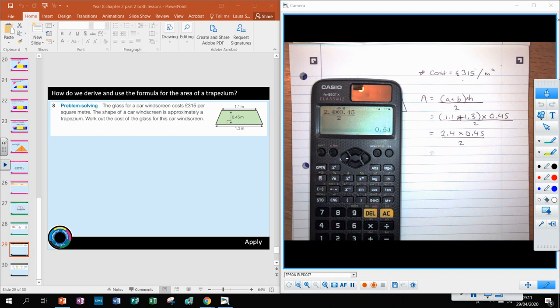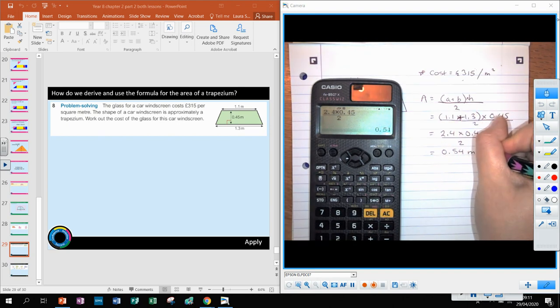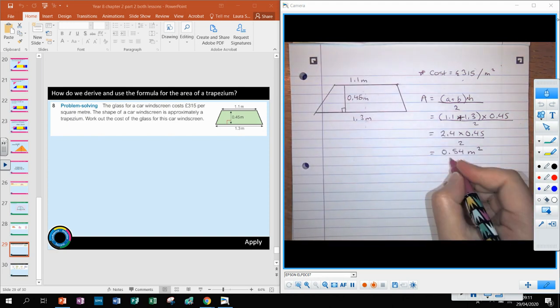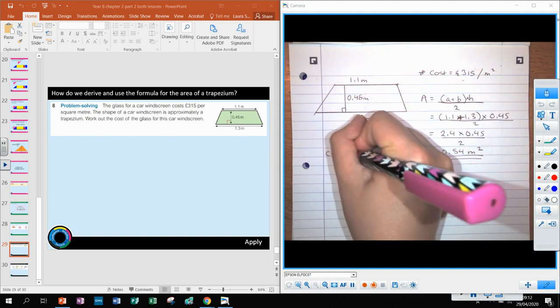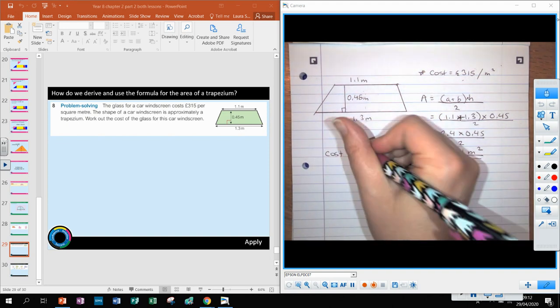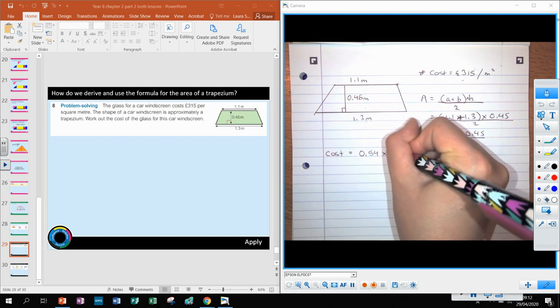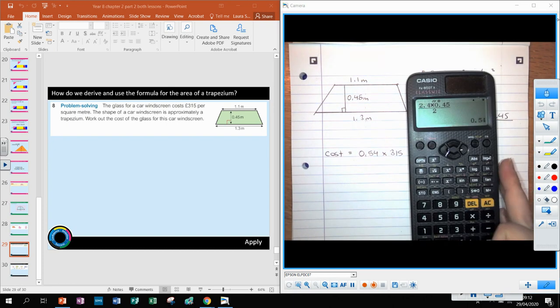Press the SD button, gives us 0.54 meters squared. Okay, remember we're not done the question yet. We have to work out the cost. So cost is going to be equal to 0.54 times 315, and that's because it's 315 pounds per meter squared.